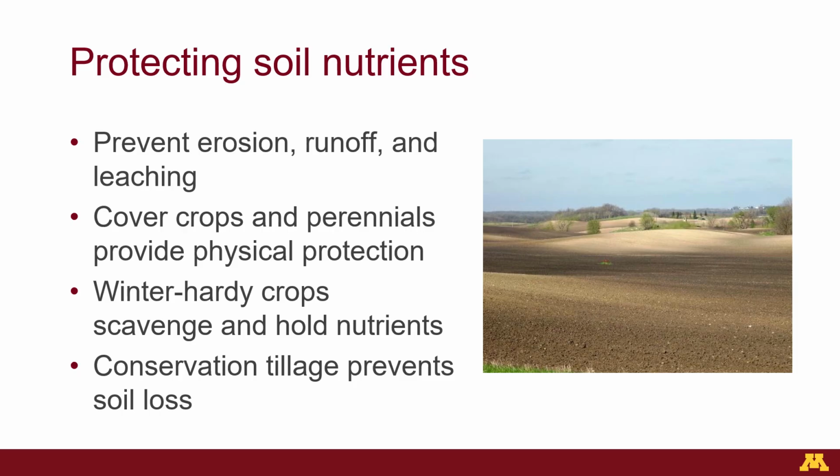Including cover crops and perennials in your rotation will provide physical protection for your soil from wind and water erosion. Winter hardy crops can use the late fall and early spring to scavenge and hold excess nutrients in their biomass that might otherwise have been vulnerable to loss. This picture shows a bare field where the light-colored soil is evidence of topsoil lost to soil erosion due to lack of soil cover. Conservation tillage practices are those that retain greater than 30% crop residue on the soil surface.